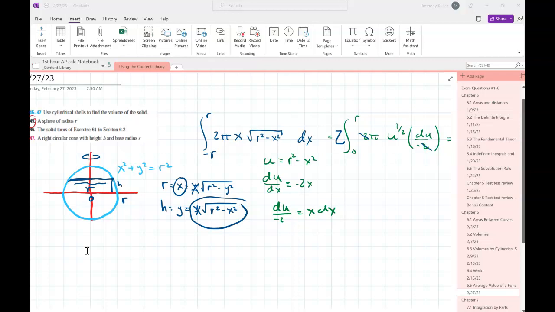So what you're looking at are previous AP exam free response questions that pertain almost exclusively to these areas under curves and volumes of rotation that we've been working on.